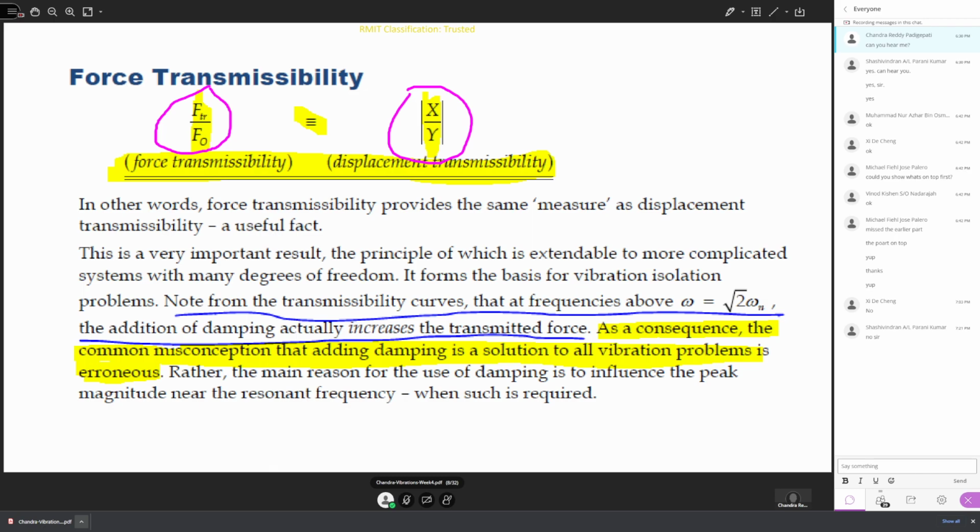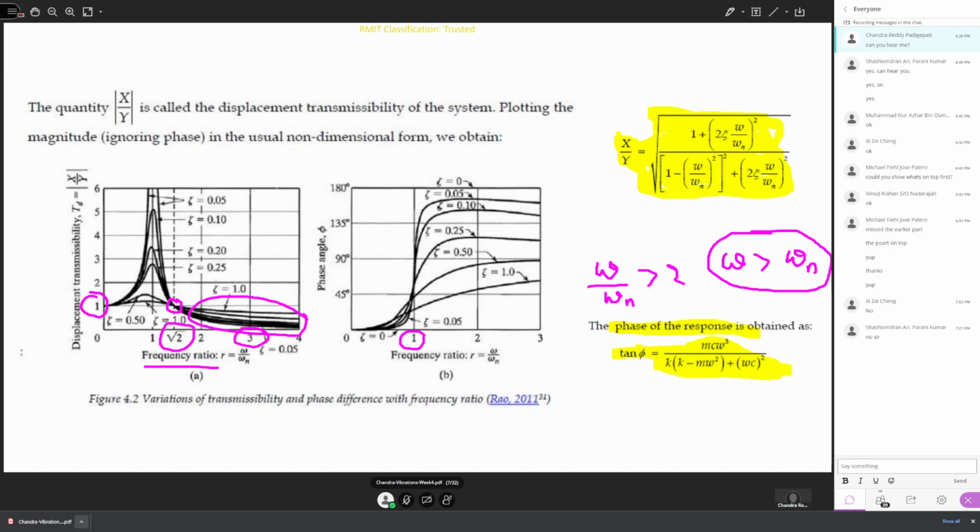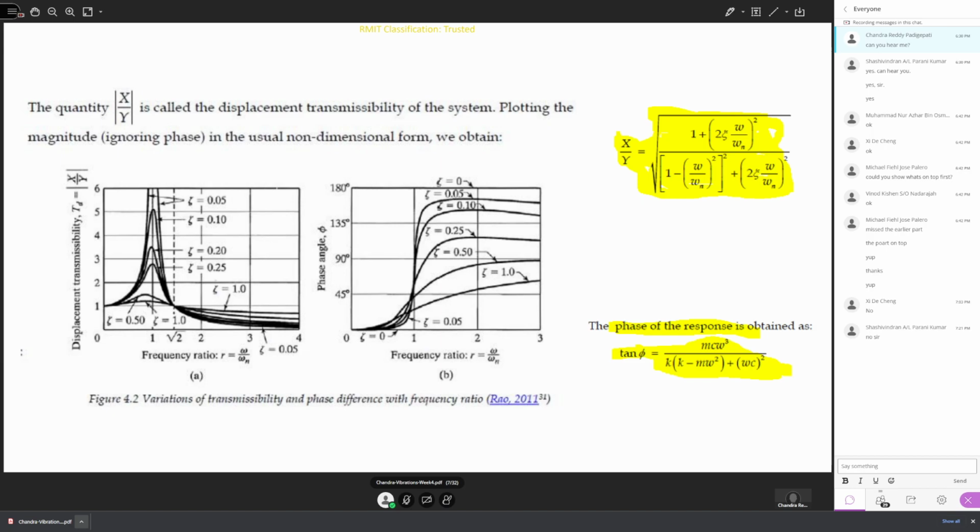You can see from the transmissibility curves that at frequencies when omega is greater than √2 omega n, the additional damping actually increases the transmitted force. Let me clear this. At this point, the frequency ratio is √2. So you focus here, the frequency ratio is √2.